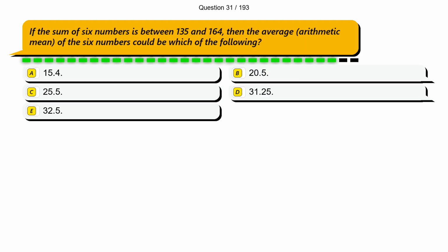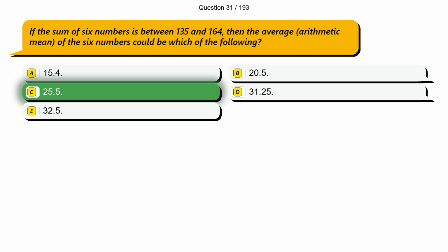Question 31. If the sum of 6 numbers is between 135 and 164, then the average, arithmetic mean, of the 6 numbers could be which of the following? Option A, 15.4. Option B, 20.5. Option C, 25.5. Option D, 31.25. Option E, 32.5.